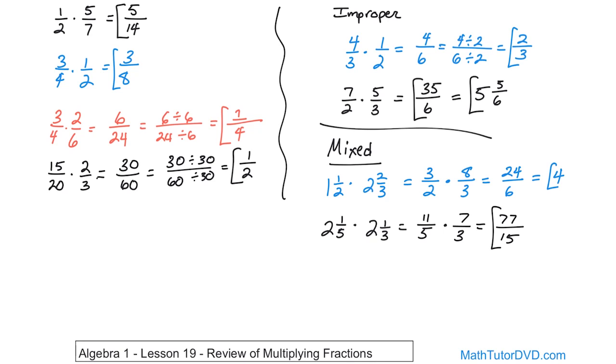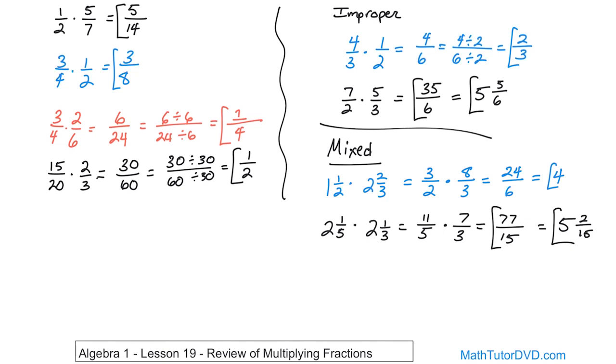So you could circle this and say this was correct, but it's improper, so if you wanted to, you can convert it to a mixed number. So how many times will 15 go into 77? It'll go 5 times, because 5 times 15 is 75. 75 to 77, the remainder is 2, and then the denominator stays the same. And if you wanted to check this, you could easily check it. 5 times 15 is going to be 75, plus 2 is 77. The denominator stays the same. So that is the final answer.